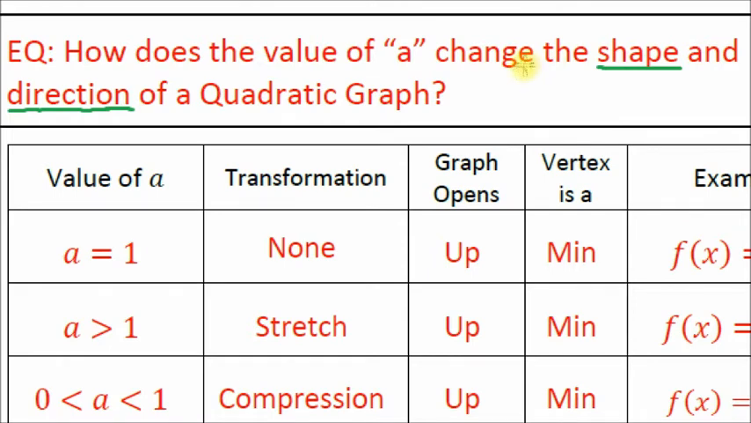I want you to notice or think about this. The value of A does nothing to change the location of a graph. It does not determine where the vertex is going to be. What it does determine is how compressed or stretched a graph will be, that's the shape, and it determines whether it opens up or down, that's the direction of the graph.